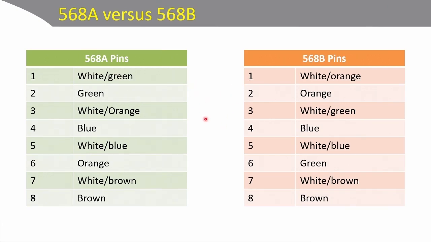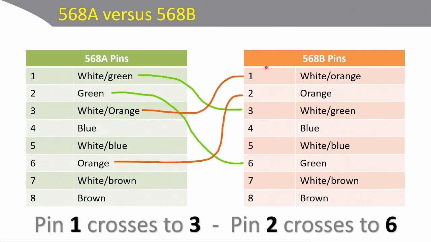Sometimes you'll need to cross the connection, and you do this if you need to connect a computer directly to another computer, or if you need to connect a switch directly to another switch. So to make this crossed connection, you use a crossover cable. The crossover cable has one end wired to 568A and the other end wired to 568B, and it doesn't matter which is which. So as you can see here, pins 1 and 3 are crossed, and pins 2 and 6 are crossed.